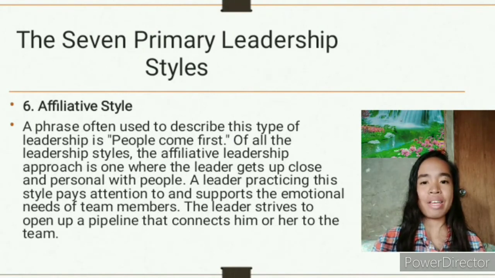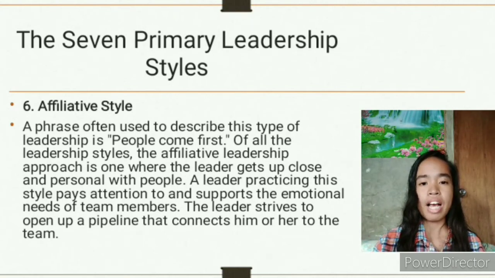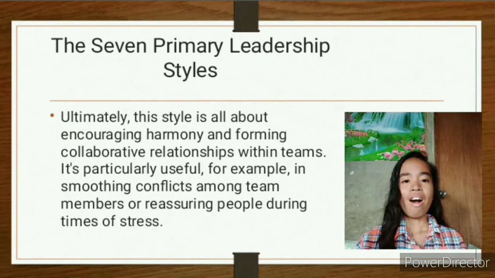Number 6, affiliative style. A phrase often used to describe this type of leadership is "people come first." Of all leadership styles, the affiliative leadership approach is one where the leader gets up close and personal with people. A leader practicing this style pays attention to and supports the emotional needs of team members. The leader strives to open up a pipeline that connects him or her to the team. Ultimately, this style is all about encouraging harmony and forming collaborative relationships within teams. It's particularly useful, for example, in smoothing conflicts among team members or reassuring people during times of stress.